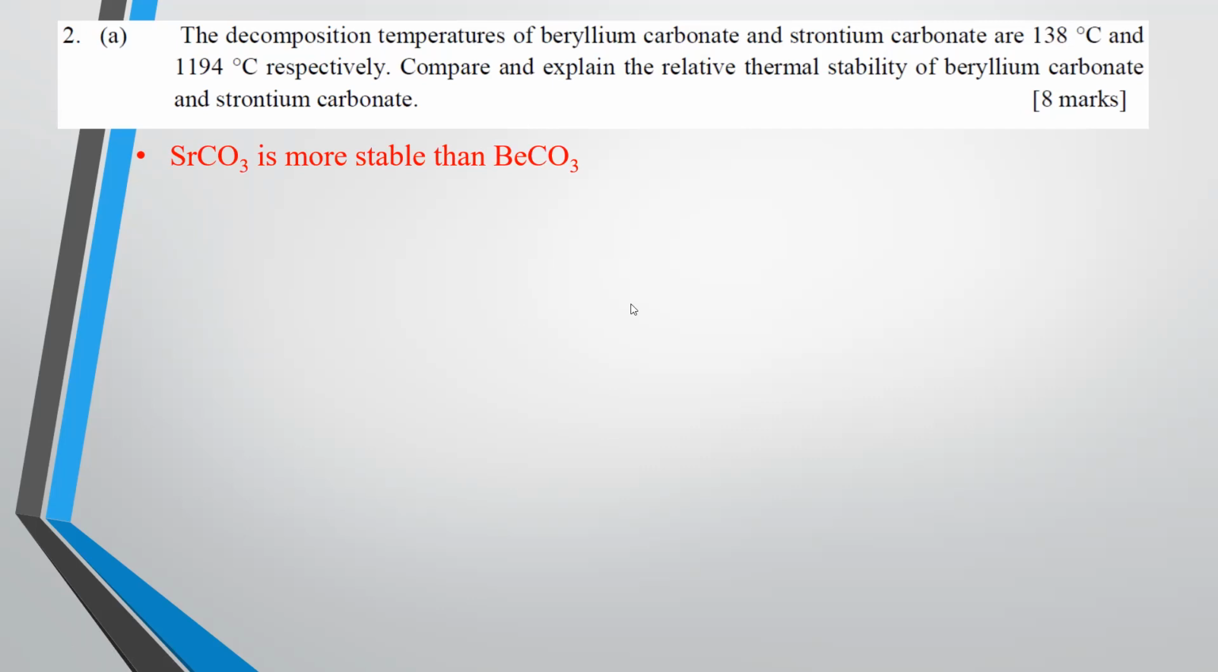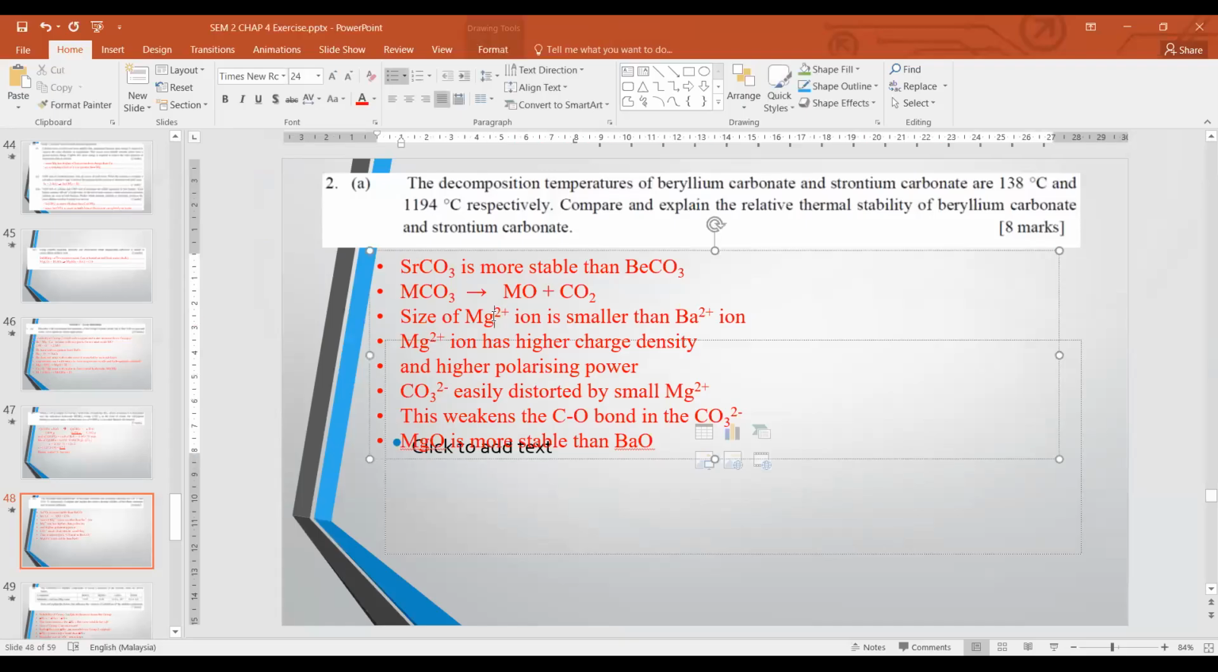Then second point, of course, you have to write the equations. Okay, so where MCO3 gives MO plus CO2, so you substitute to any of the strontium or beryllium also can. Okay, then because you use beryllium, so you take advantage of the beryllium as a small ion to start to explain. So the initial factor that influences all this is due to beryllium ion has a smaller radius than the strontium ions. Okay, sorry for the mistake here. Yeah, it's supposed to be Be.